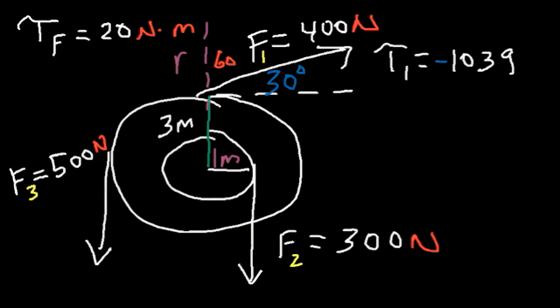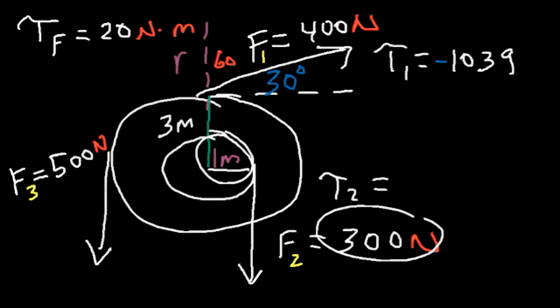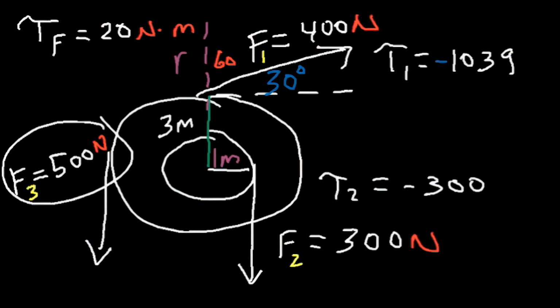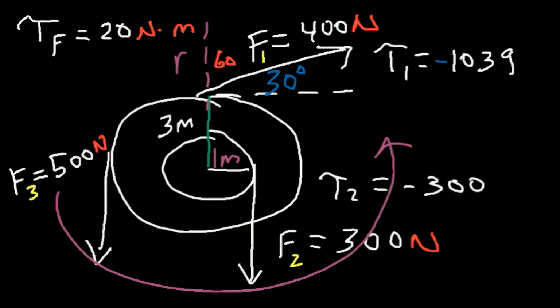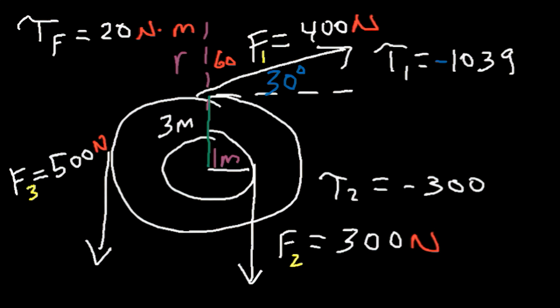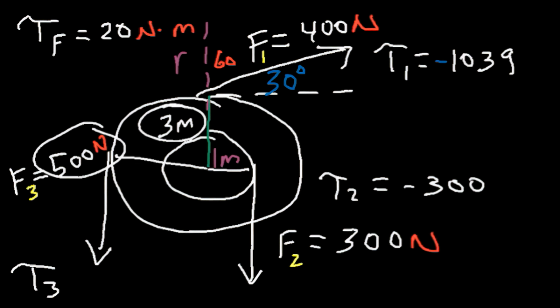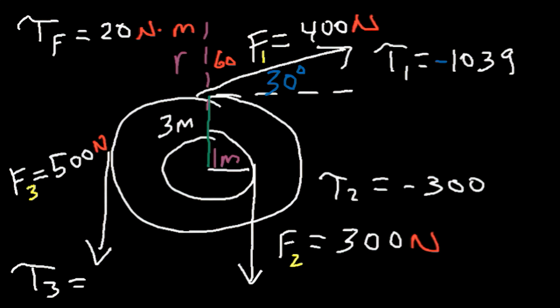Now what about F2? F2 also creates a torque in the clockwise direction, so that's going to be negative as well. So T2 is 300 times 1, so it's going to be negative 300. Now what about F3? F3 will create a force that's going to cause the wheel to rotate in the counterclockwise direction, so it's going to create a positive torque, and it's 500 times an R value of 3 meters, since it's at the edge of the outer circle, or the larger circle. So 500 times 3, that's positive 1500.